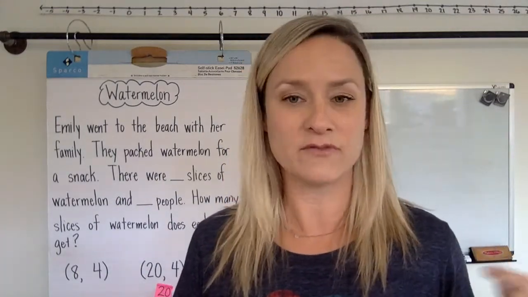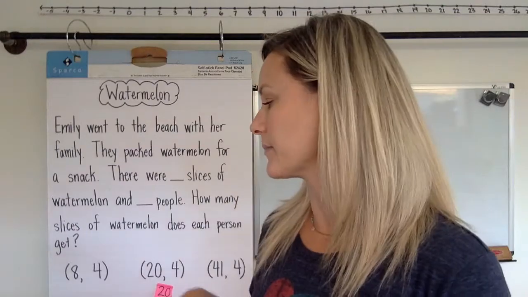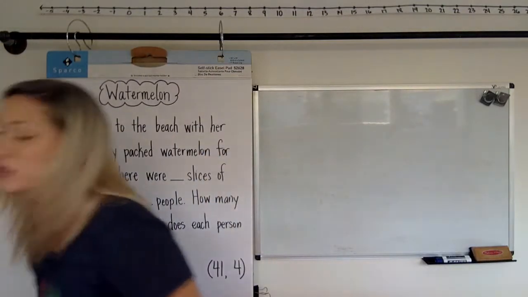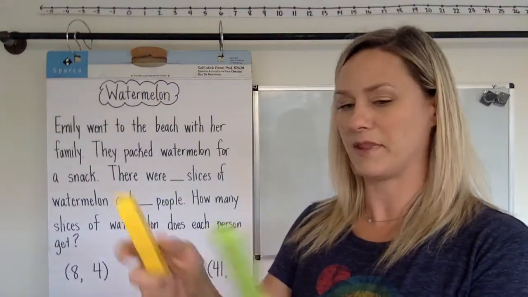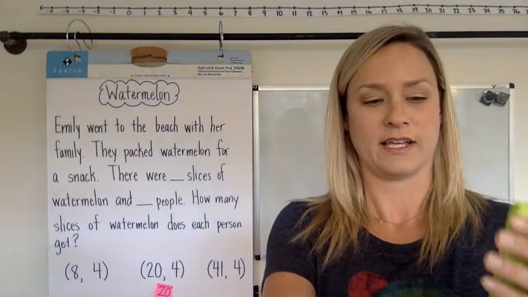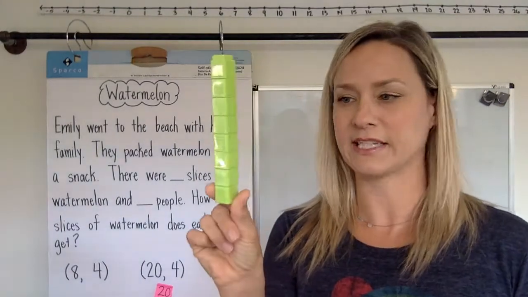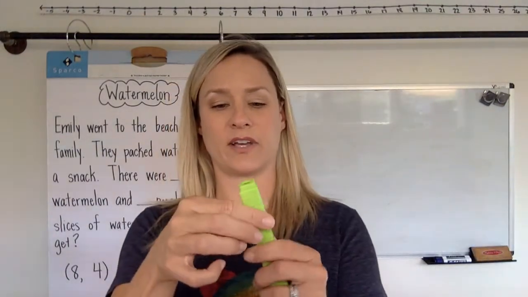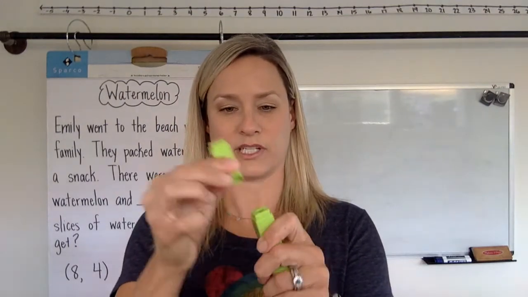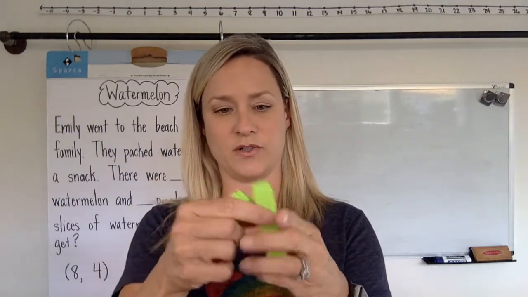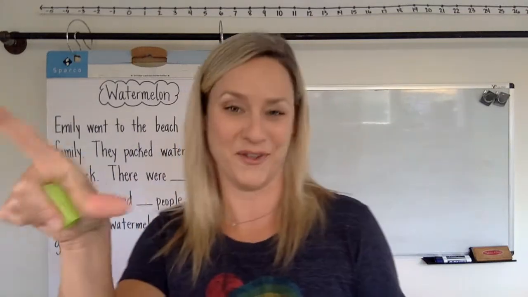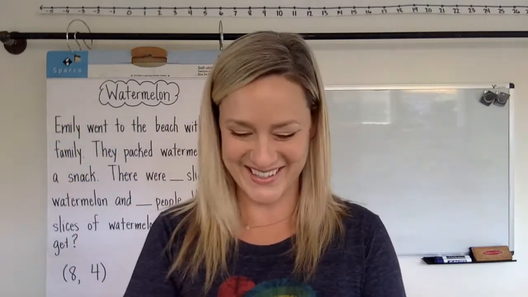So they might have tools like using little cubes. Let me grab my math tools. So they might get these out, and maybe they'll say, all right, I have 8 cubes, and then there are 4 people. Well, they might say, okay, one person gets 2 and 2 and 2. But they'll probably even start with passing out 1 for you and 1 for you and 1 for you and 1 for you. You know how kids are, right?